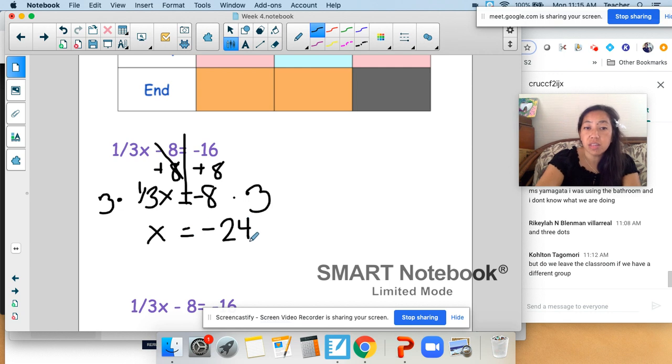Okay, so you see, this is basically how you solve your equations without the table. And this is the method that most of your teachers want to see. So with practice, you can eventually get it. Okay.